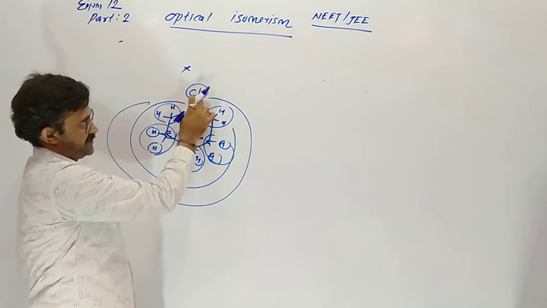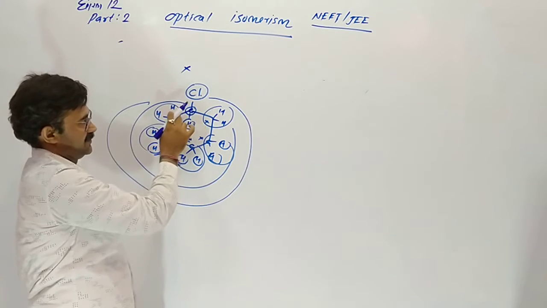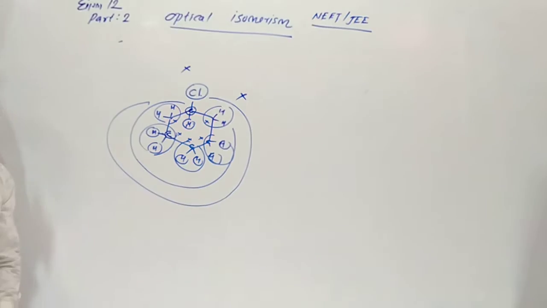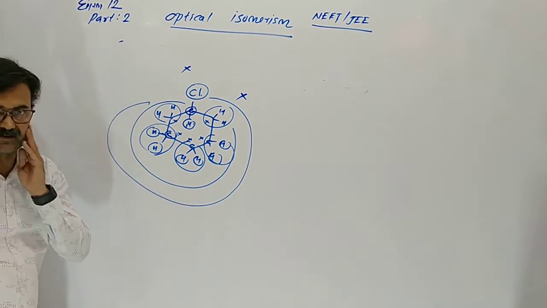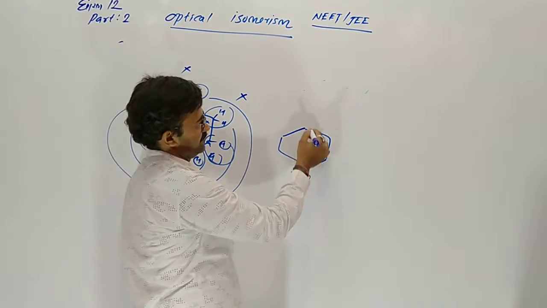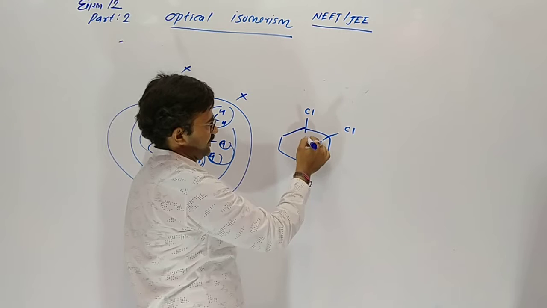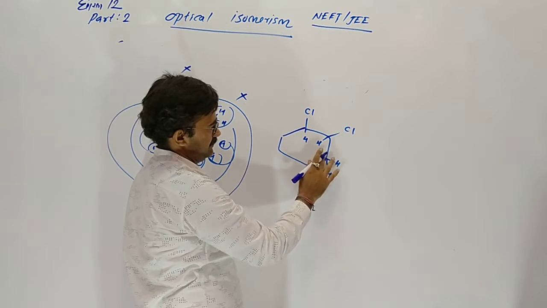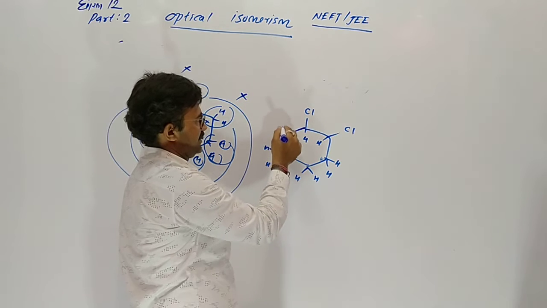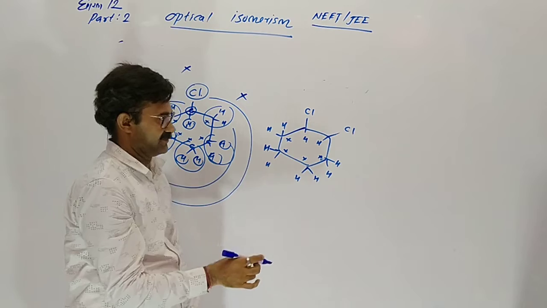On this carbon, HCl, CH2. Start from here. CH2. Here the carbon is not present, so optically non-active. What about this? 1,2-dichlorocyclohexane. This 4 carbon is not optically active.